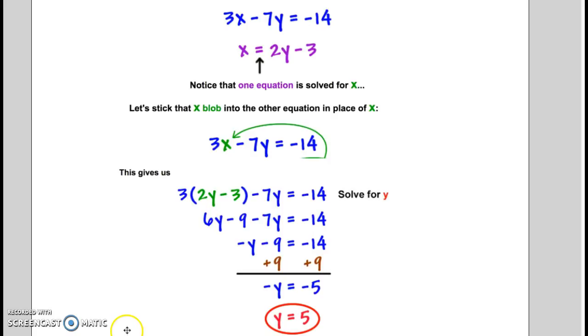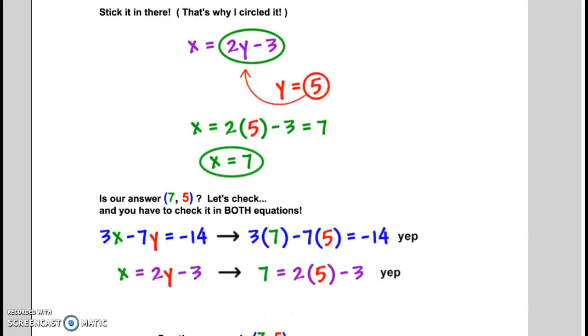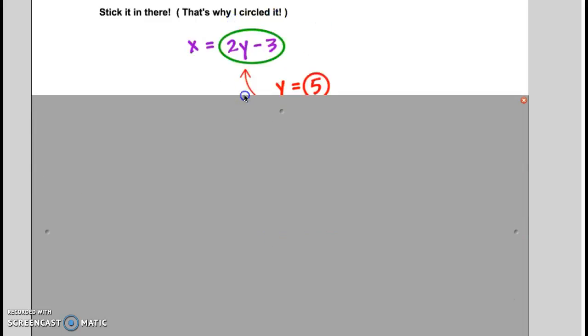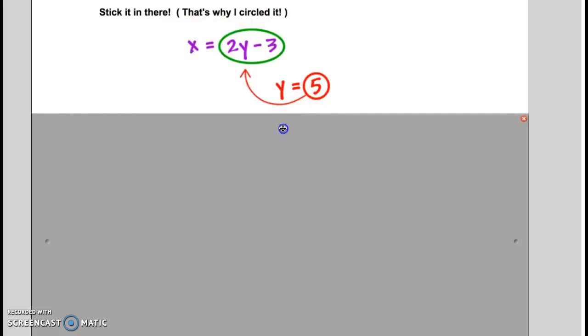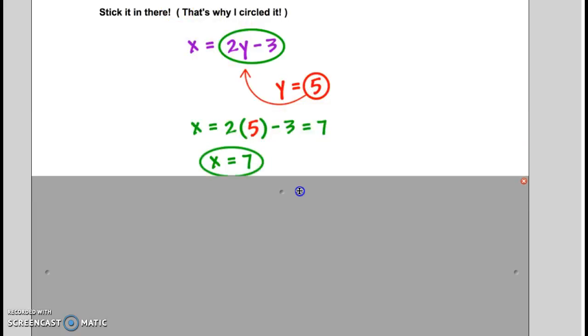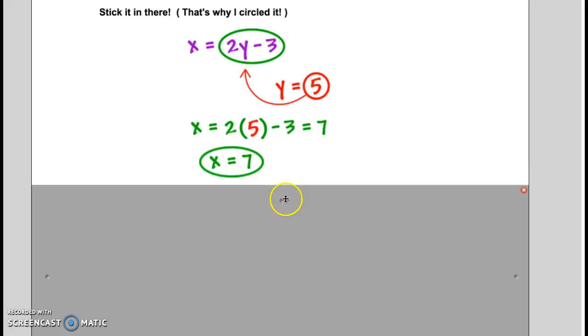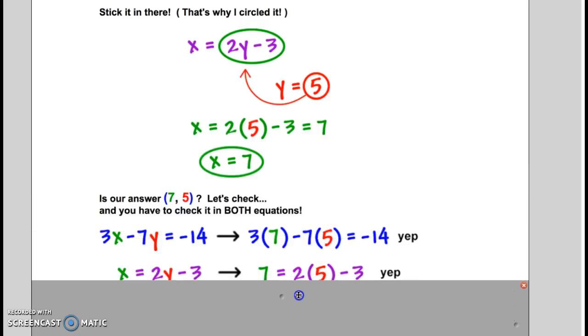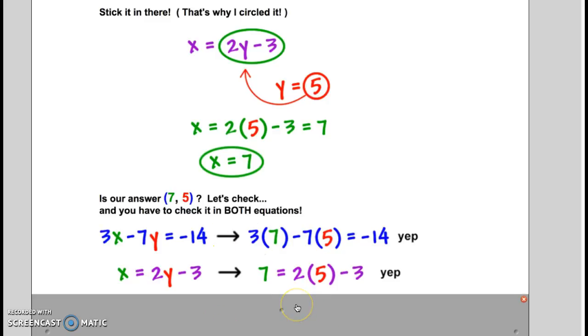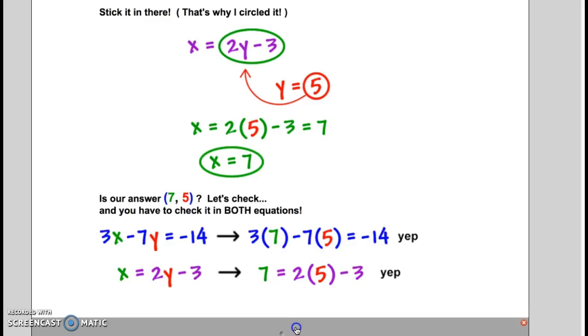But we're not done. We only know the y value. Now we have to find the corresponding x value. So we have x equals 2y minus 3. We now know that y is 5. When we put 5 in for y, we get x equals 7. So our point of intersection is 7, 5. Make sure that it works in both equations, that the point 7, 5 makes both of the original equations true.